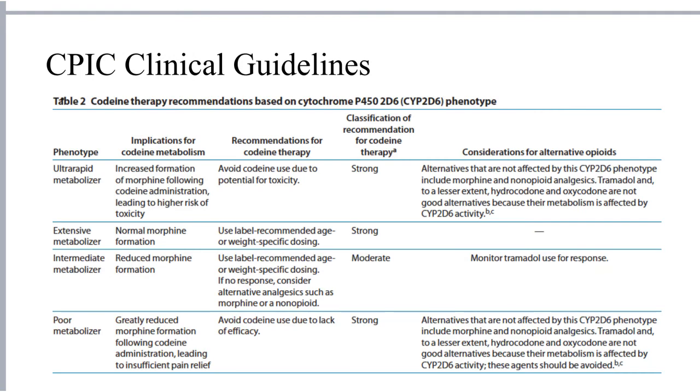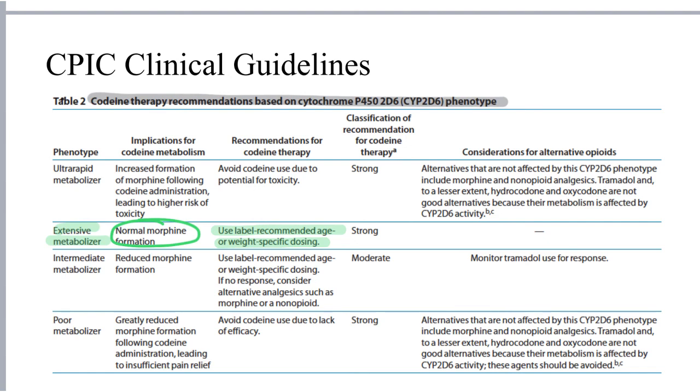The next and most important consideration is, what do these changes in CYP2D6 phenotype mean for clinical dosing or administration of codeine? I'll start with the extensive metabolizers because, again, this is the majority of the population and what is considered normal. These are individuals that metabolize codeine to morphine normally, and one is able to use label recommended age and/or weight specific dosing for these individuals because codeine is converted to the active drug morphine at the expected rate.